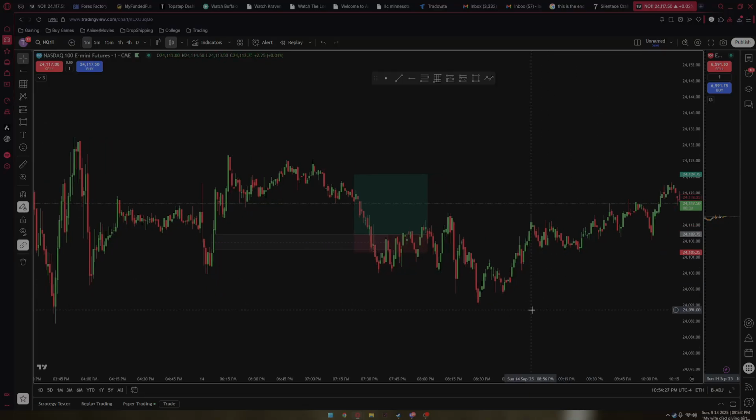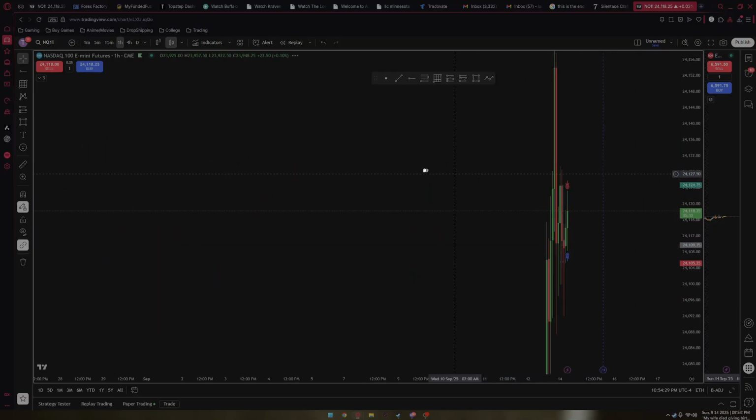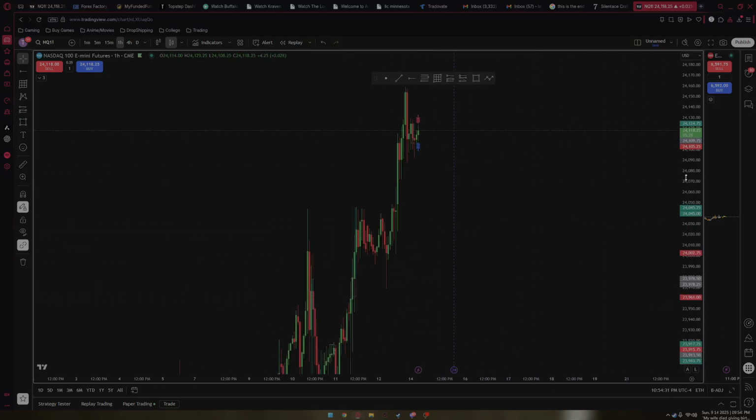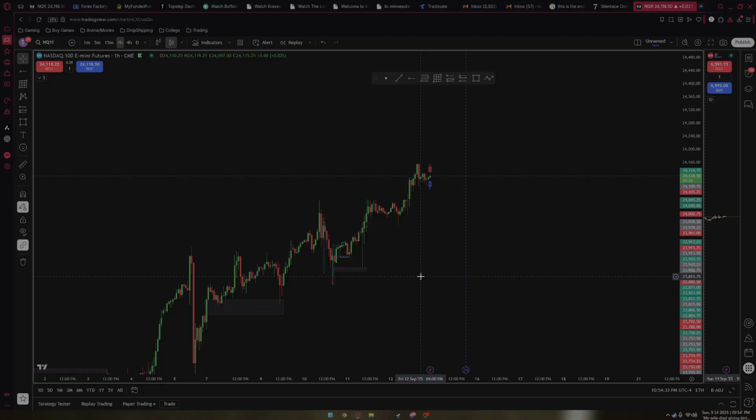So you want to scope out the higher time frames to find your overall picture of where the market is going to move. If that made any sense.